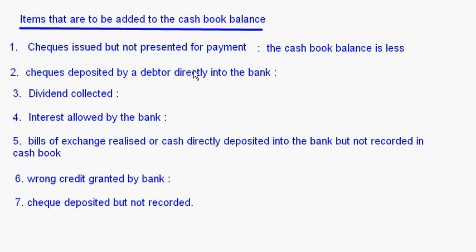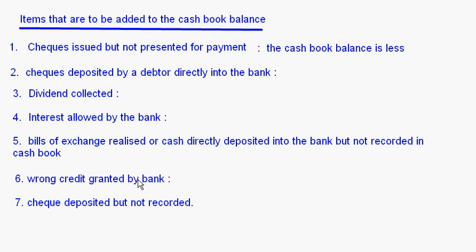So till the time he has not presented it for payment, the cash book balance is less and the bank balance is more, because the money will go from the bank only when it is presented for payment by the other party, right? Okay. So next one is the checks deposited by a debtor directly into the bank. Whenever a debtor deposits a check directly into the bank, in that case again the bank balance goes up because the check has been deposited directly there, it will be credited.